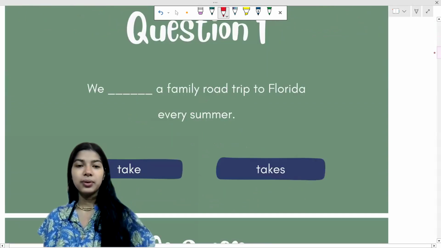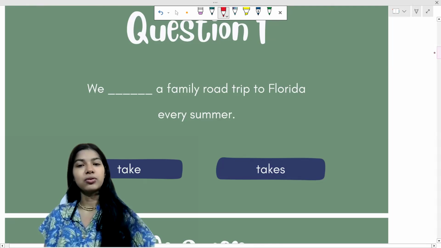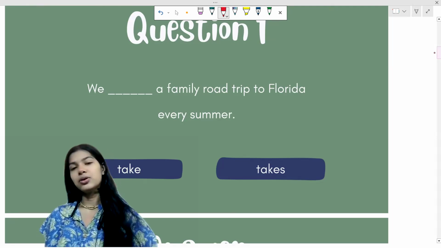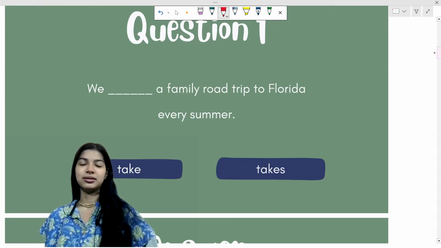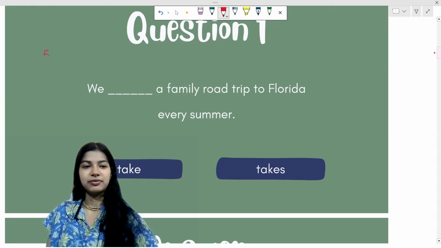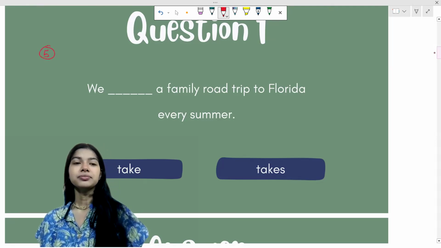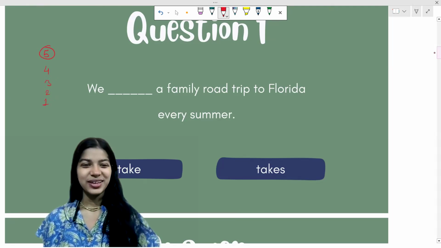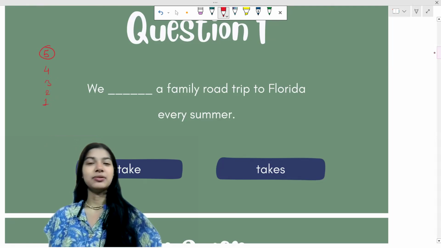We, blank, a family road trip to Florida every summer. So what do you think? What can be here? I'm giving you a timer of 5 seconds. 5, 4, 3, 2, 1.